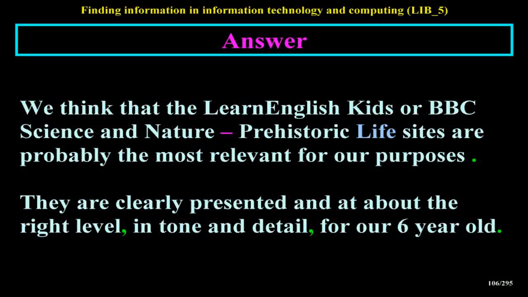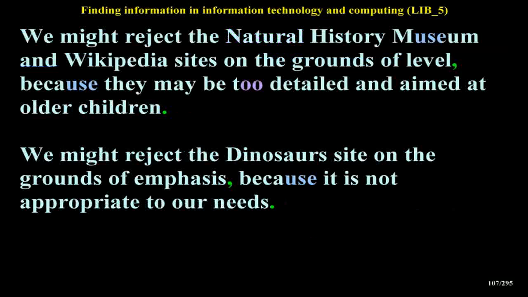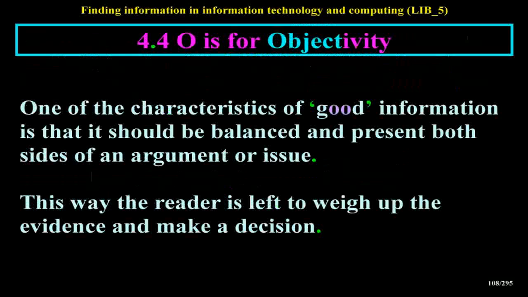They are clearly presented and at about the right level, in tone and detail. For our 6-year-old, we might reject the Natural History Museum and Wikipedia sites on the grounds of level, because they may be too detailed and aimed at older children. We might reject the dinosaur site on the grounds of emphasis, because it is not appropriate to our needs.